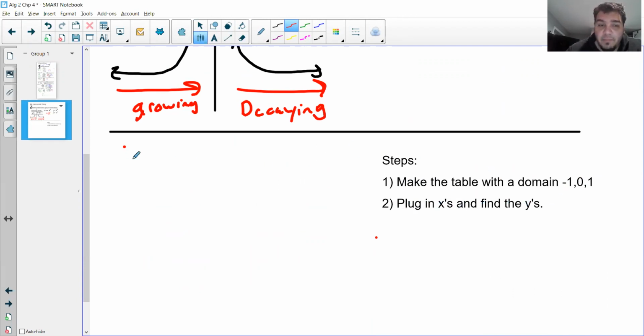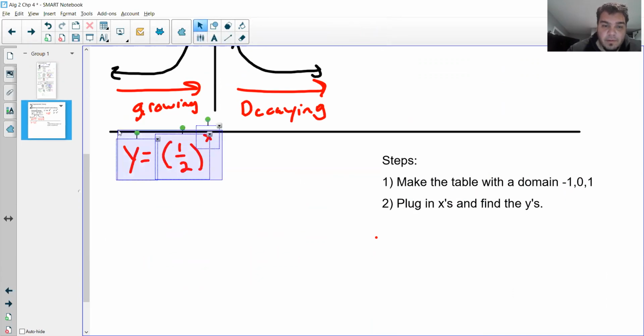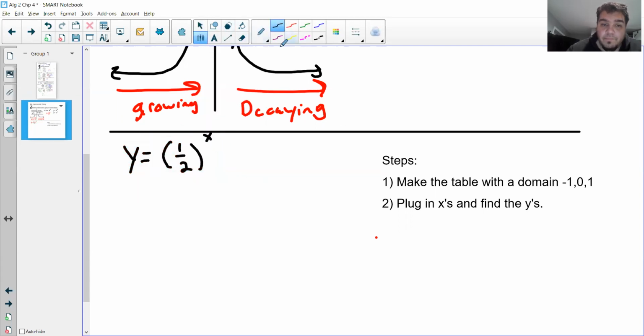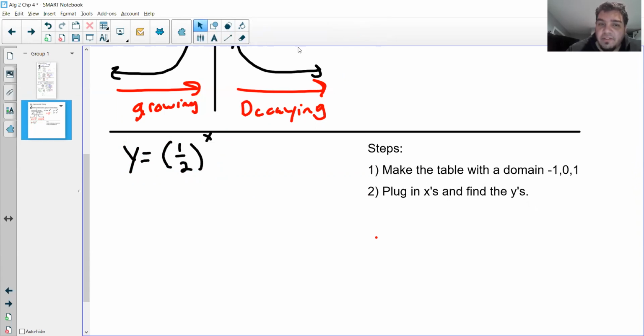So I'm going to give you an example problem. Let's do a very basic one. y equals 1/2 to the x power. The steps are exactly the same. Not only do I jokingly say exactly the same, I literally copy and pasted it from yesterday's lesson.